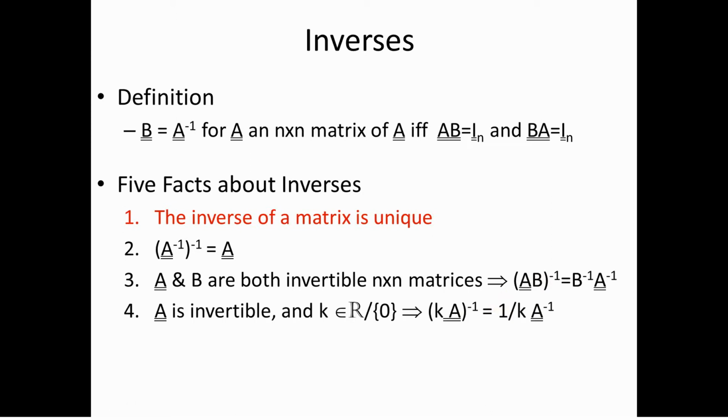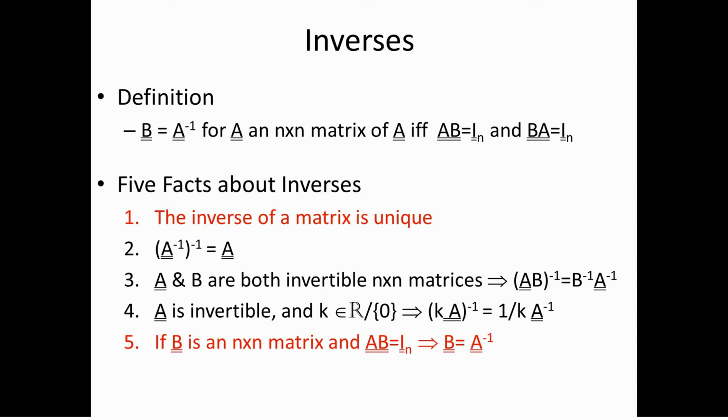If A is invertible and K is a non-zero real number, the inverse of a scalar multiple of a matrix is equal to the reciprocal of the scalar times the inverse of the matrix. And again, this follows from property 1. You can easily show that 1 over K times the inverse of A when multiplied by KA will give the identity matrix. Therefore 1 over K times A inverse is the inverse of the matrix KA, and since it's unique, it is the inverse of the product of K times A.